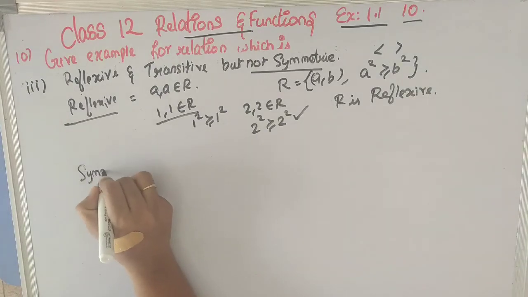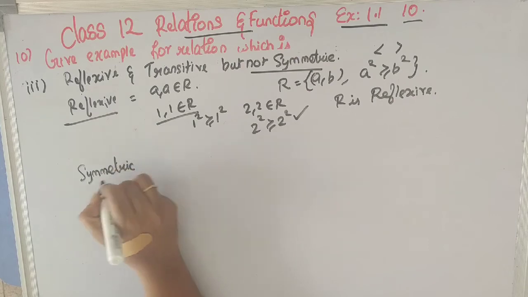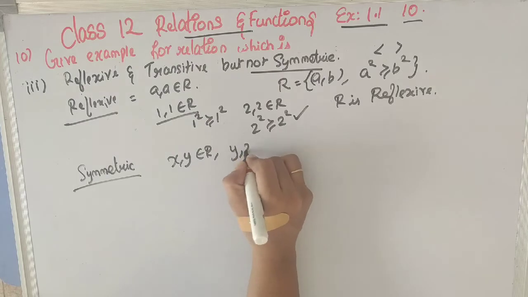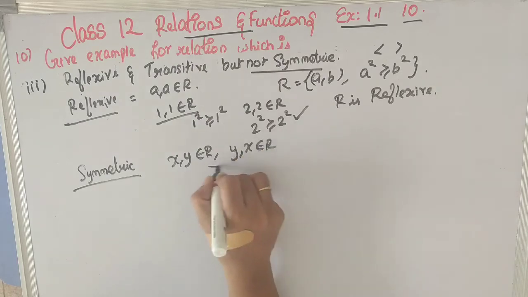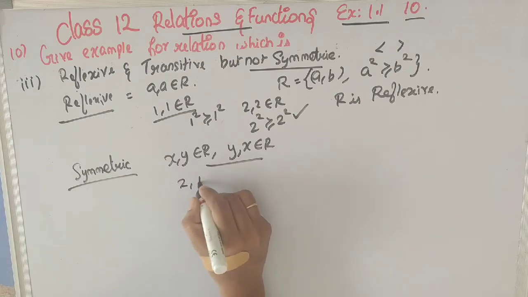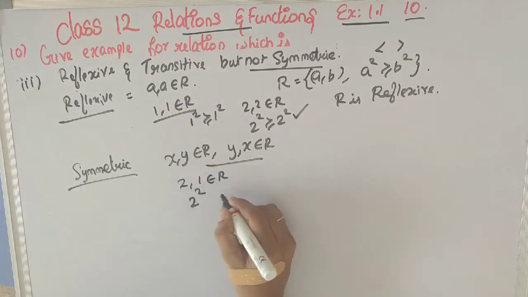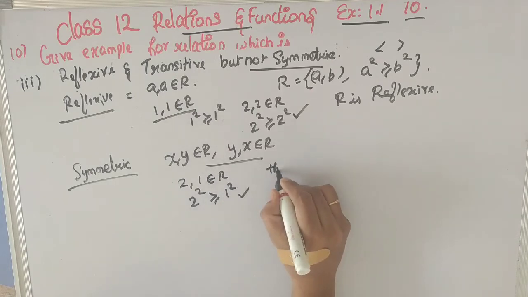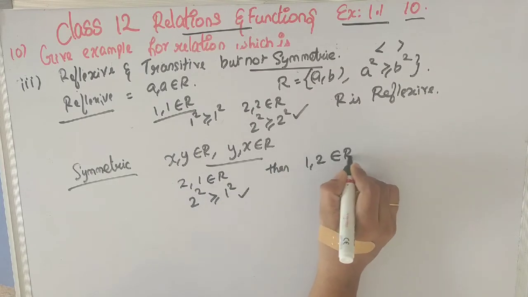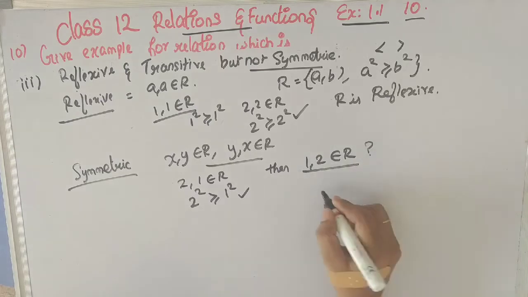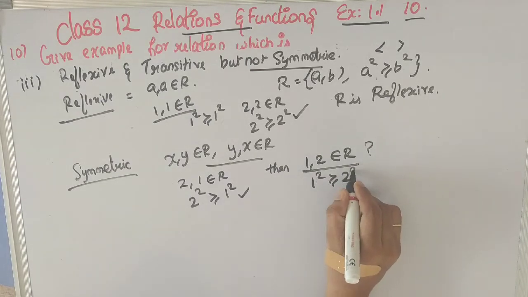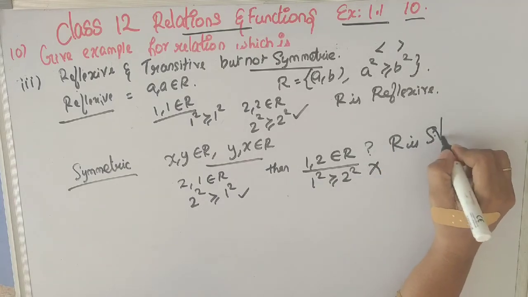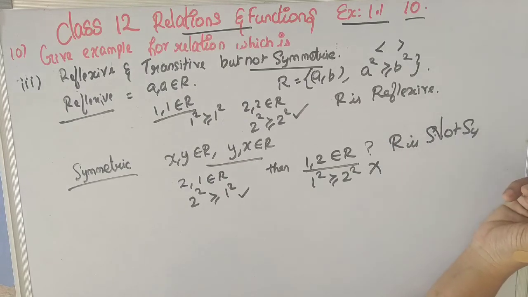Clear? Now we can check whether the relation is symmetric or not. Okay? What is a symmetric relation? If (x, y) is an element of R, (y, x) must also be an element of R for the relation to be symmetric. So here we can take (2, 1) is an element of R. Yes, 2 squared is greater than or equal to 1 squared. It is possible. Then is (1, 2) an element of R? No, it can't be possible because 1 squared is not greater than or equal to 2 squared. Therefore, the reverse case is not possible. Therefore, R is not symmetric.